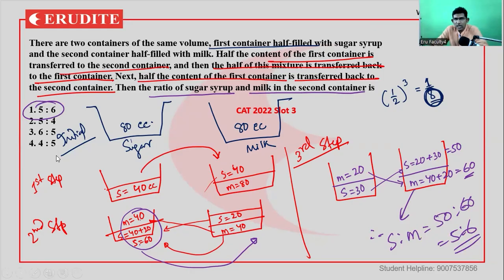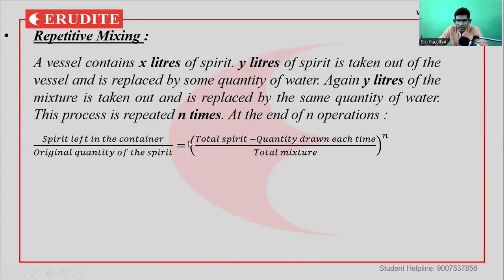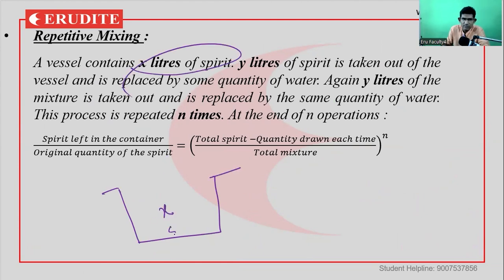Okay. Now we do a simple one, repetition of mixture-based questions. In this case, we are repetitively mixing, which is a certain pattern of question. And the pattern is this. There is a vessel that contains initially X liters of spirit. So it has fully X liters of spirit. Now from this, I take out Y liters of spirit, and it is replaced by the same quantity of water. So I'm mixing in Y liters of water.